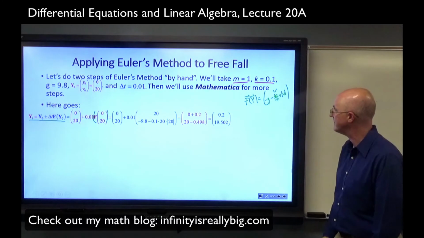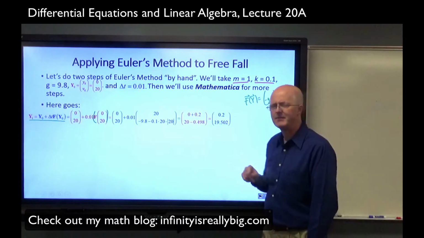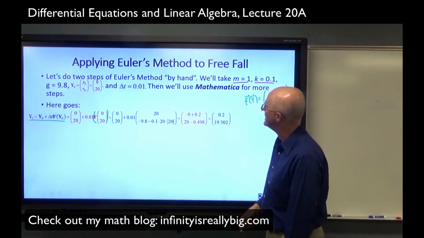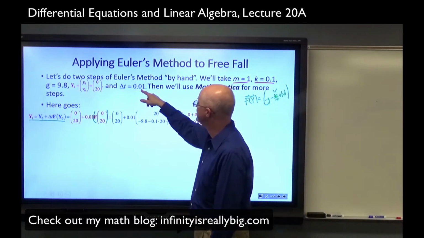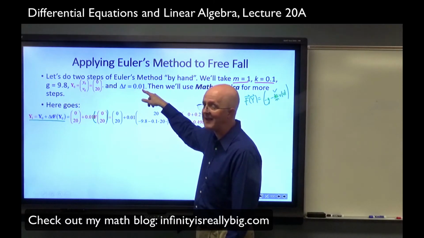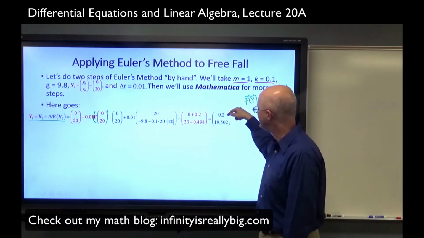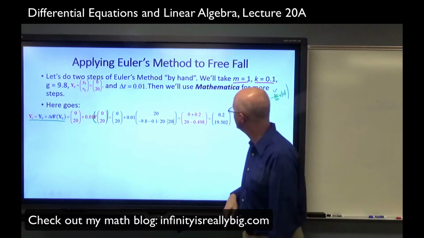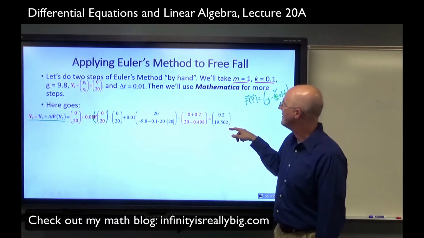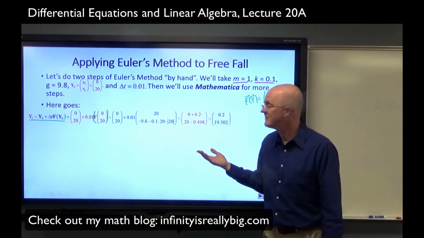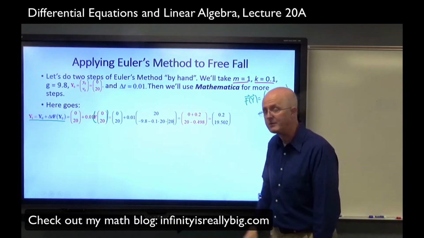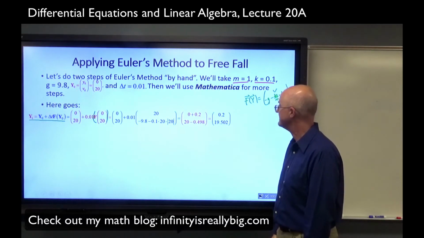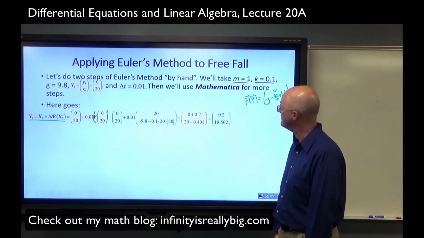Then let's do a second step. Although before we do the second step, we should ask maybe if this makes sense. We're throwing it up from ground level, initial velocity of 20 meters per second. 0.01 seconds has gone by. You would expect the new height to be close to 0.2 meters, 20 times 0.01, and the velocity to be a little less than 20 because of gravity and because of air resistance, because of both effects, actually. 19.502 meters per second is our estimate for the velocity at time 0.01.